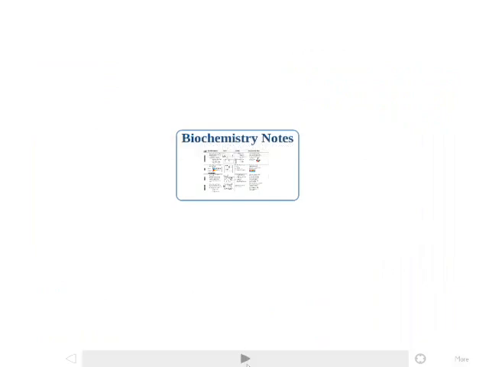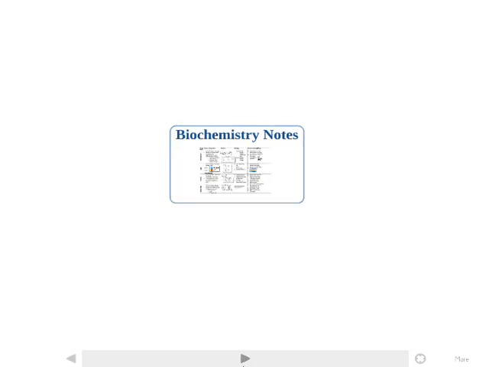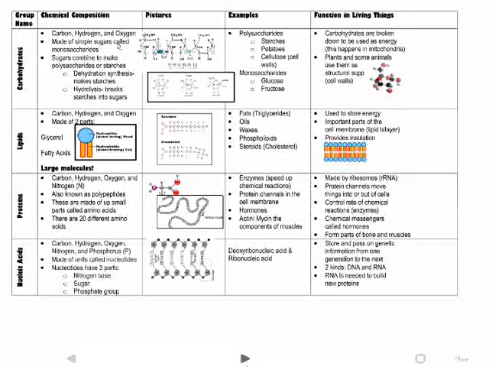All living things are made of just four things. Those things are carbohydrates, proteins, lipids, and nucleic acids. We're going to talk about each one of those. We're going to start up in the top corner of your notes with carbohydrates.